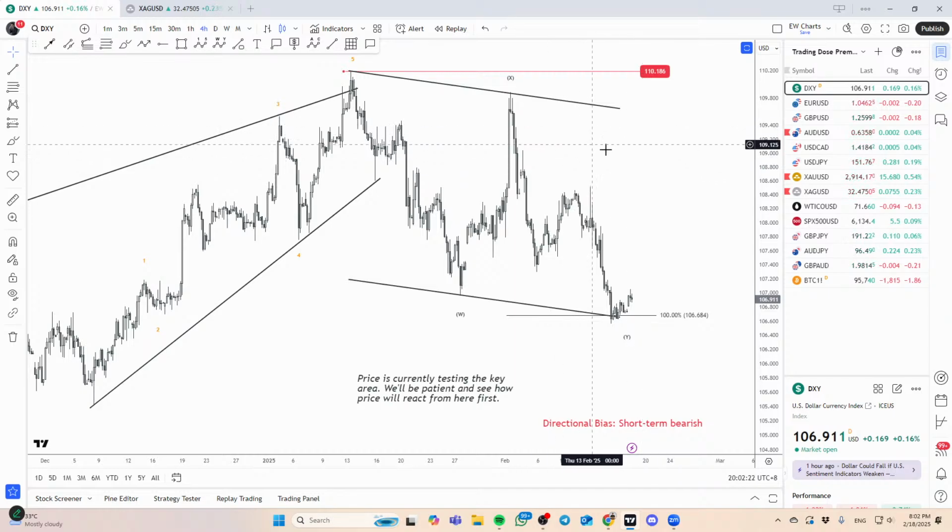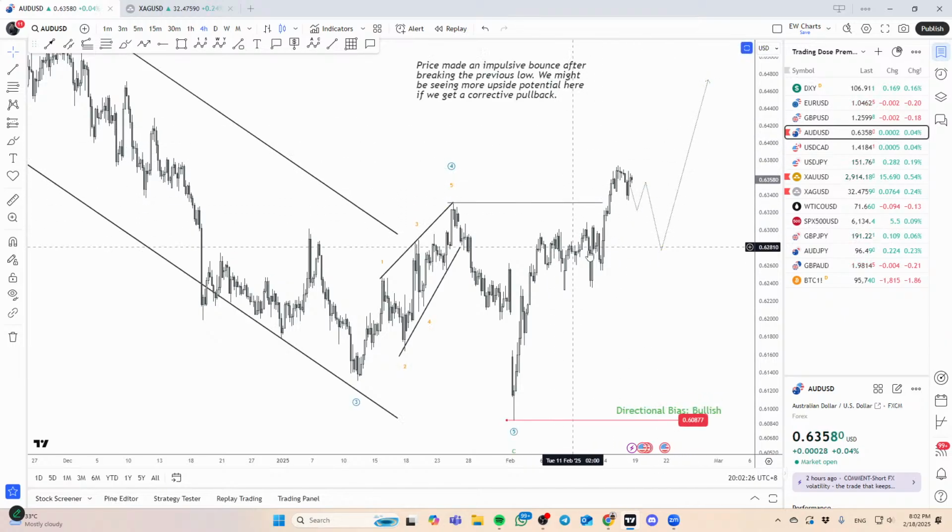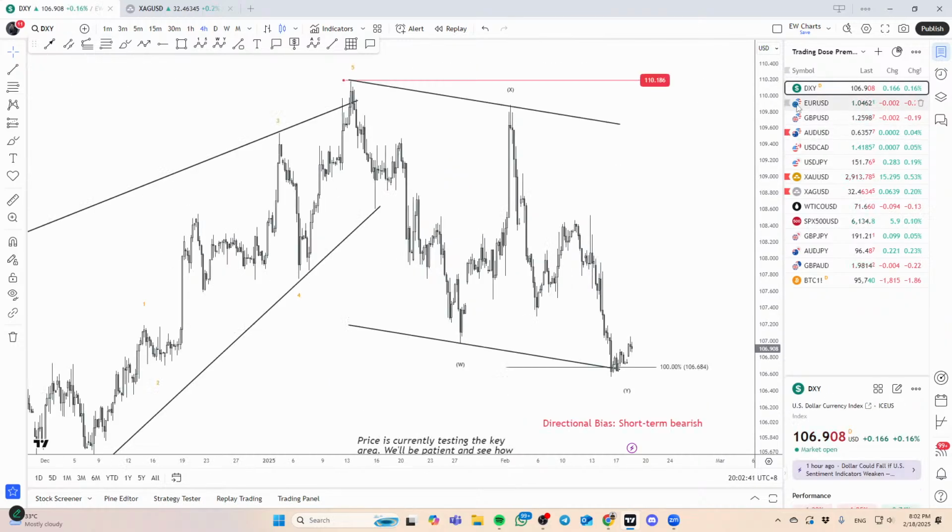Okay. As of now, we do have the Aussie dollar actually active as well. Okay, I'll talk a little bit about that as we progress down the list as well. Okay, and then of course we also have the gold and silver in our list. Okay, good. So let's start off with the dollar index over here.